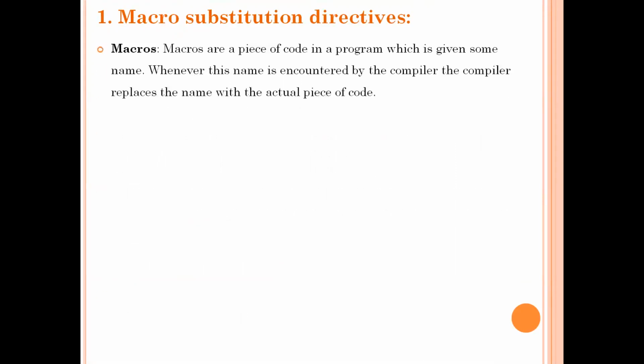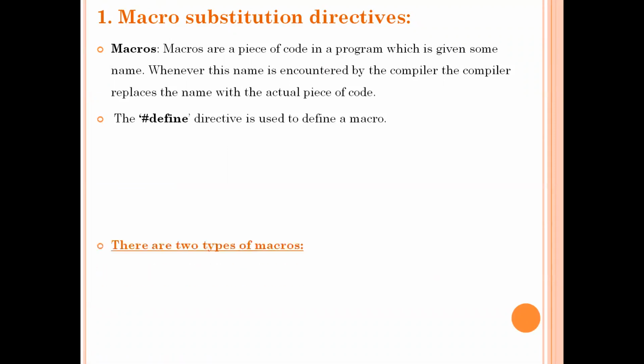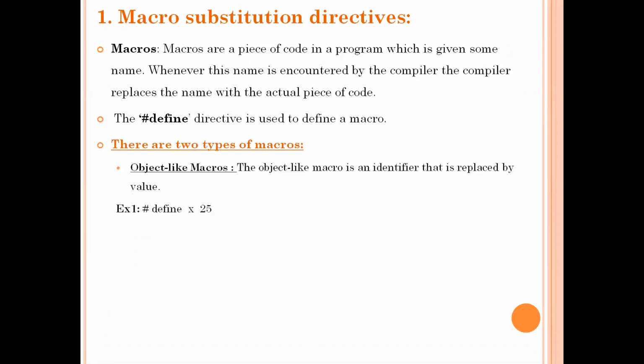A macro is a simple piece of code in a program. We will define a macro with some name. Whenever the compiler identifies that particular name, that name will be replaced with the macro definition. To define the macro in C language, we will use the #define preprocessor directive. So the #define directive is used to define the macro. We can define these macros in 2 ways: we can define object-like macros, or we can define function-like macros.